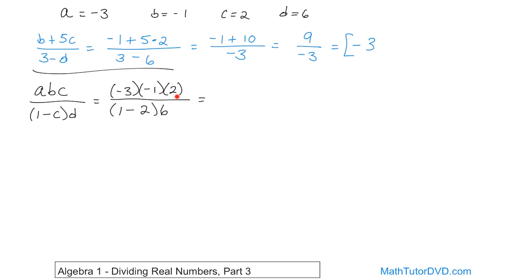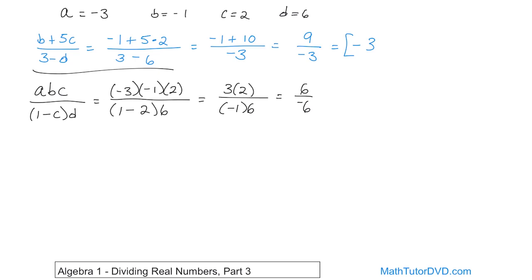Now on the top, you have a bunch of multiplication, so you go step by step left to right. So you have negative 3 times negative 1. Negative times negative gives you positive. 3 times 1 is 3. You still have to multiply by 2 later. Now on the bottom you have to do inside parentheses first. 1 minus 2 is going to give you negative 1. And then you have the multiplied by the 6 there. Okay? On the top, 3 times 2 is 6. On the bottom, don't forget, negative 1 times positive 6 will give you negative 6.